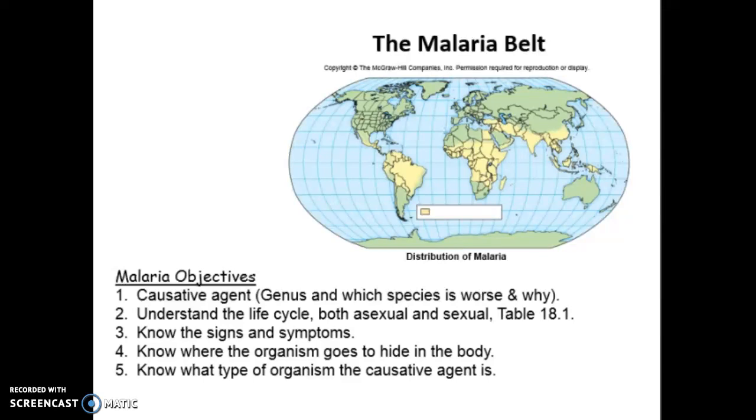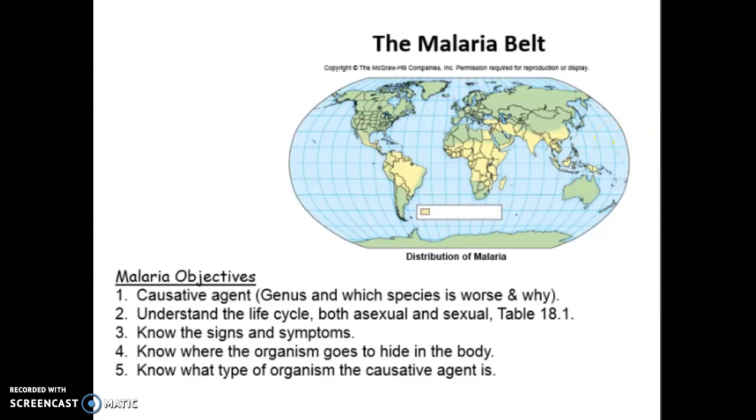All right, malaria is another disease that we will talk about this week, and it is a major disease. As you can see from this figure here, there is what's called the malaria belt, where very close to the equator, regardless of where on the earth you are, there is a high prevalence of malaria.